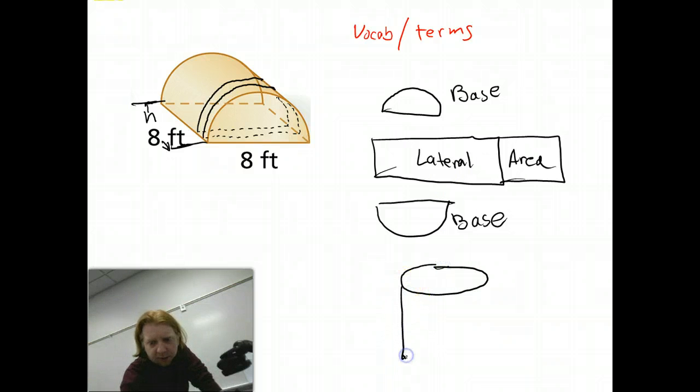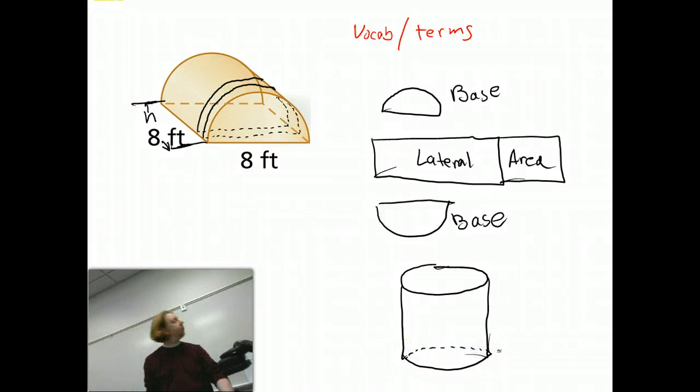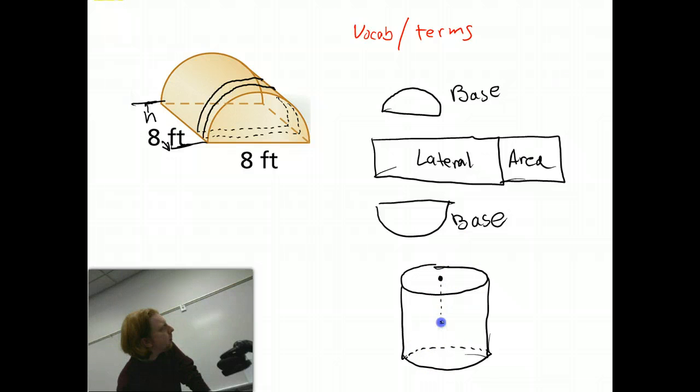What if I make a stack of circles? What am I looking at there? Cylinder. It's just a stack of circles, right? Or a stack of quarters. That fits the qualities of a prism. And again, my height at a right angle to that base.